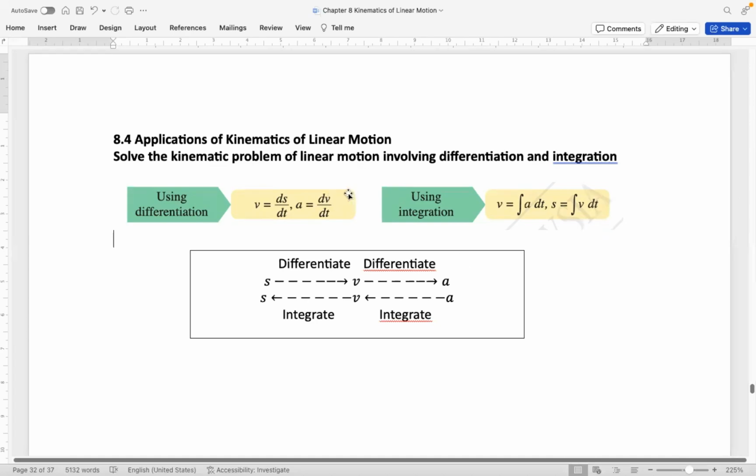Next, if you are given a velocity function and the question asks you to find acceleration, then we do differentiation. a equals dv/dt. Whereas if you are given an acceleration function and the question asks you to find velocity, then we do integration. v equals the integral of a dt. You can also have a look at this diagram to have a better idea. From s to v, we do differentiation. From v to a, differentiation. From a back to v, integration. From v back to s, also integration.